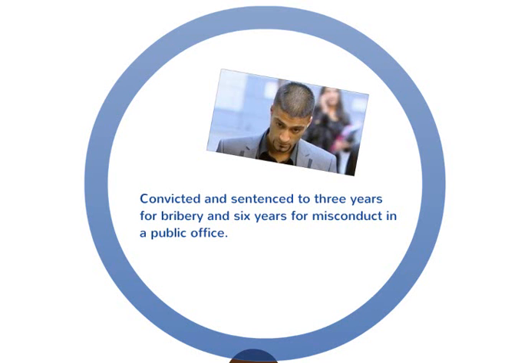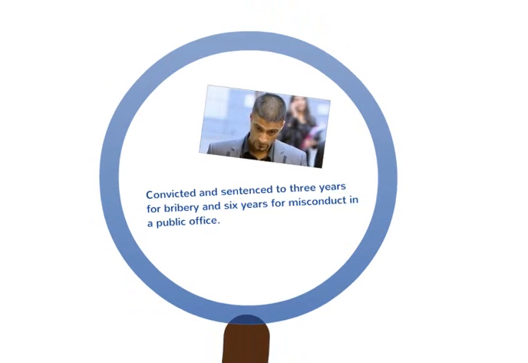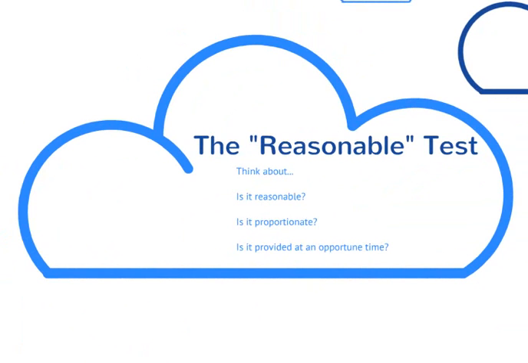Now, for his troubles, he received 3 years for the act of bribery, and he received 6 years for misconduct in a public office. Now, this was a pretty clear-cut case, but sometimes because the Act is so broad, it's not always easy to determine what might constitute bribery, particularly when we look at things such as lavish hospitality, certain gifts, and other particular advantages.